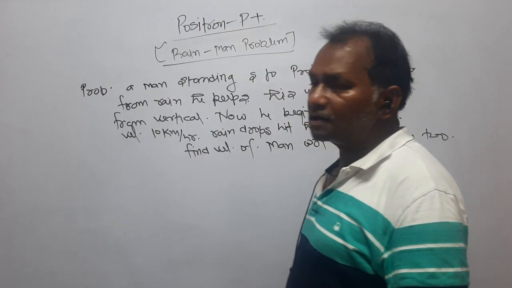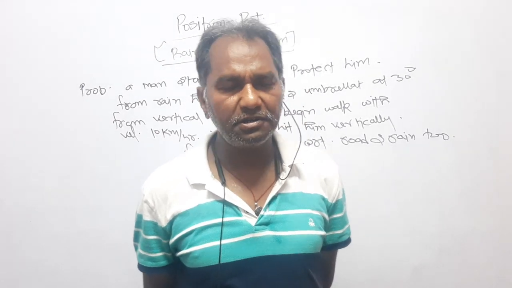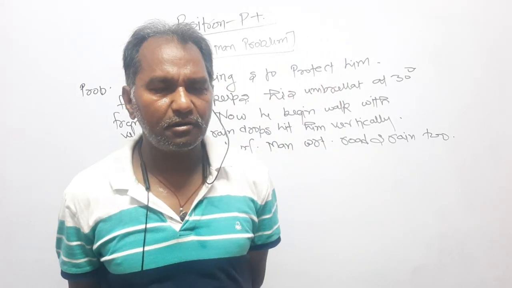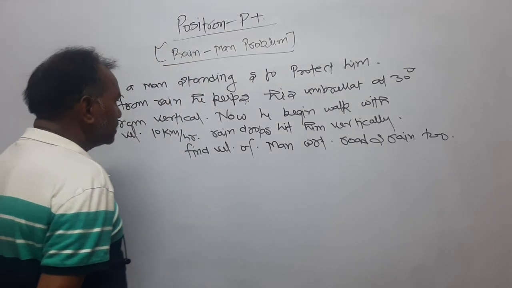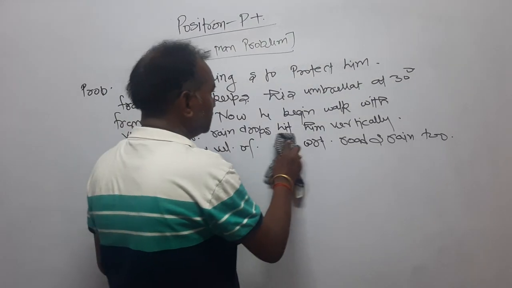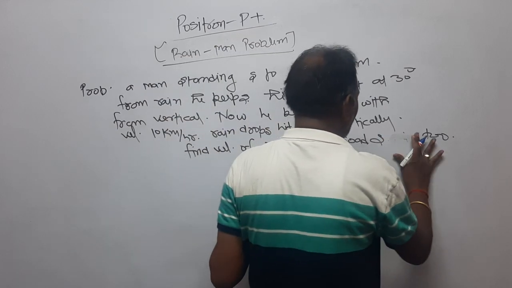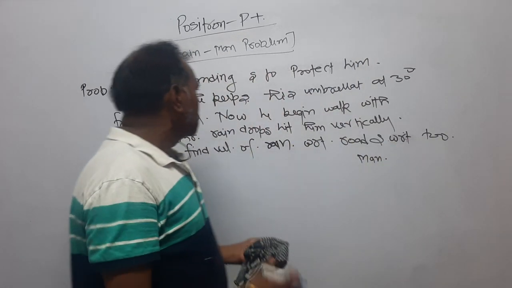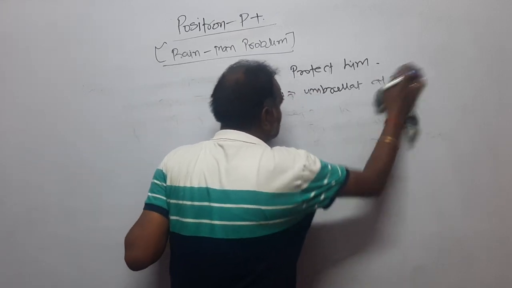The question is that a man is standing and, to protect himself from the rain, he has to keep his umbrella at 30 degrees from the vertical. Now he begins to move with a velocity of 10 km per hour and the raindrops hit him vertically. Find the velocity of rain with respect to the road and with respect to the man. Now I'm erasing this and let's start the solution.